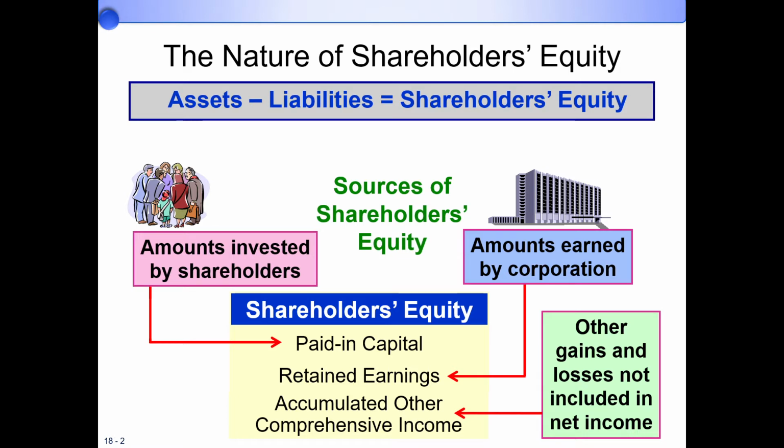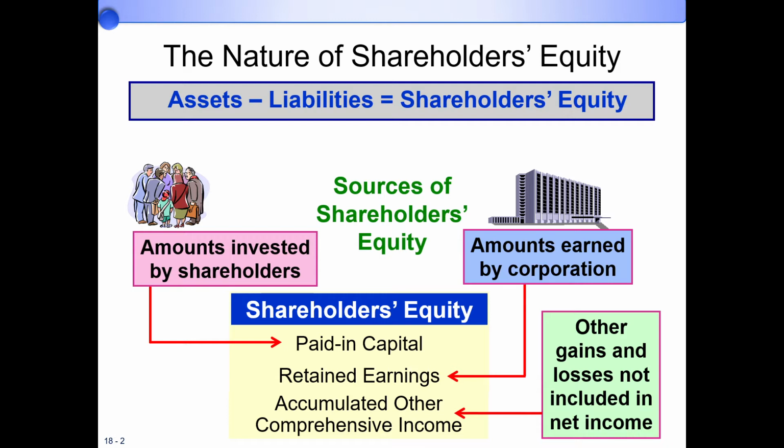How about the remaining part? Those undistributed profits we keep within the company. We call it retained earnings, the undistributed cumulative profit. Again, it belongs to the owner, so it's part of shareholders' equity. That's the second component of shareholders' equity.